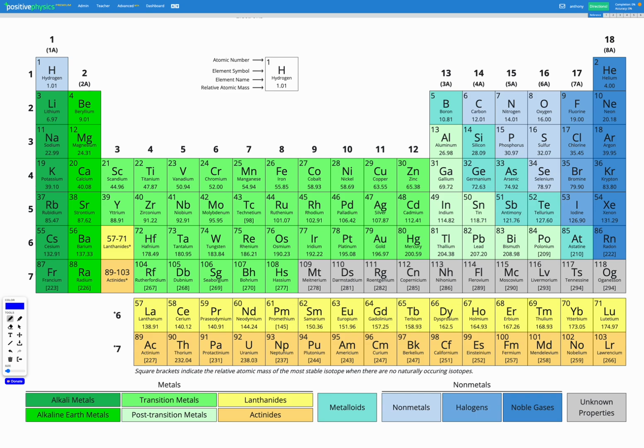Rubidium is down here. Rubidium is a dark green color. That's an alkali metal according to our key at the bottom. Also, everything on the left lower side of the periodic table, everything below this line here, is a metal. So rubidium is a metal.